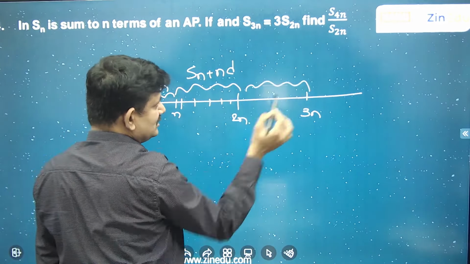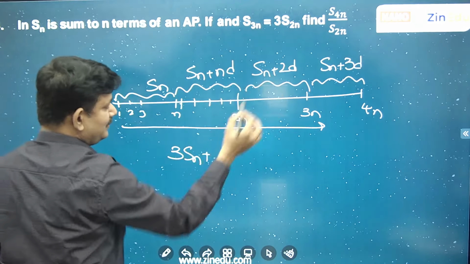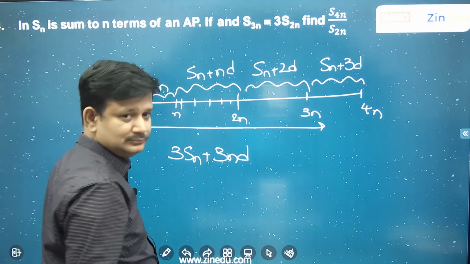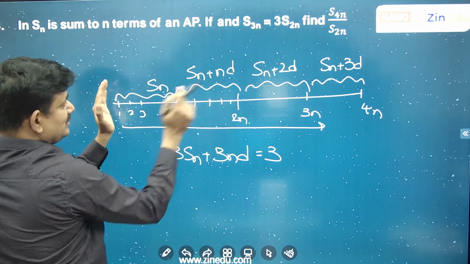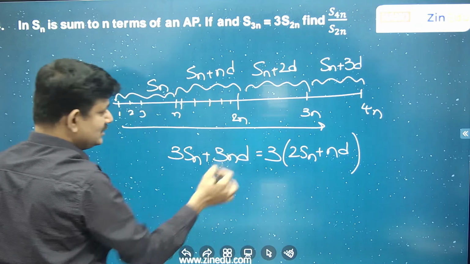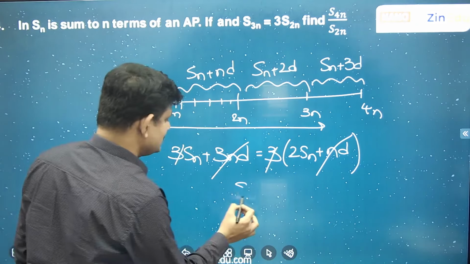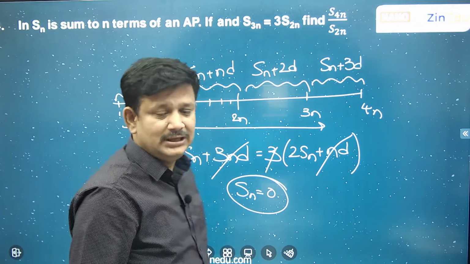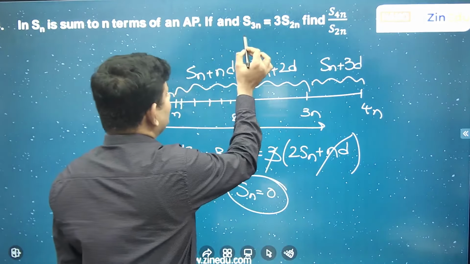S3n is what? The sum from first to last. S3n is how much? This plus this plus this. 3Sn plus nd plus 2nd, and this is given to be how much? 3 times S2n. S2n is this particular summation, Sn plus Sn plus nd, that is 2Sn plus nd. Now can you see the 3nd gets cancelled? 3 also gets cancelled. Sn is equal to 2Sn. When is it possible? Only when Sn is equal to 0. Sn is equal to 0 is the conclusion which is coming out from the given information.